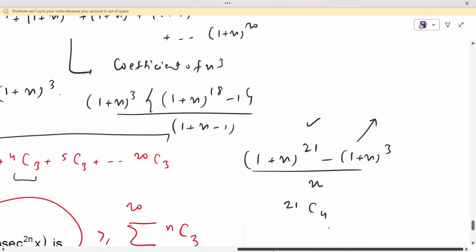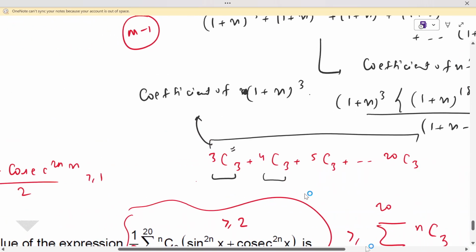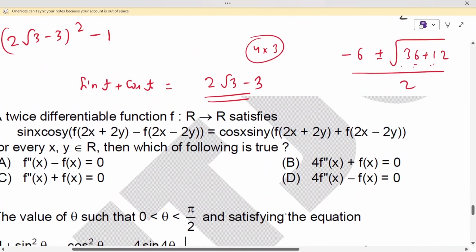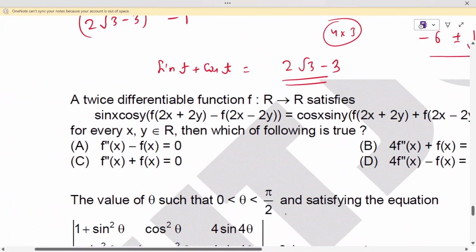21C4, right? The x to the power 4 coefficient, so divided by x is there. So the answer is 21C4. That's how you can solve this question. Clear? Now this one.